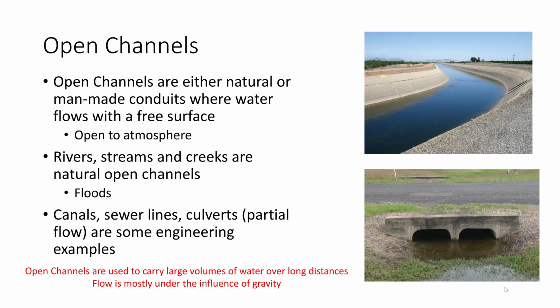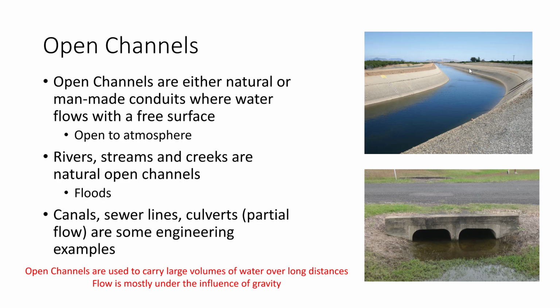When we say the water flows with a free surface, there is at least one surface of the water that's open to atmosphere or is not constrained in any other way. If we compare open channels to pipe flows, in pipe flows the water is constrained by the walls of the pipe, which completely cover that water. But in open channels, at least one side of the channel is open to atmosphere. Okay, open channels occur frequently in nature.